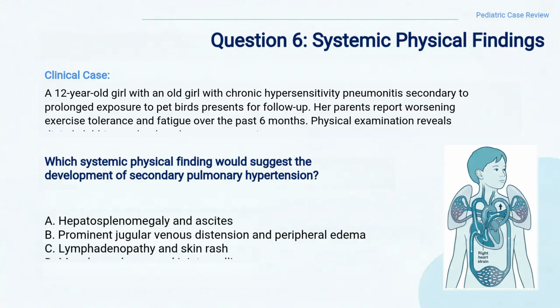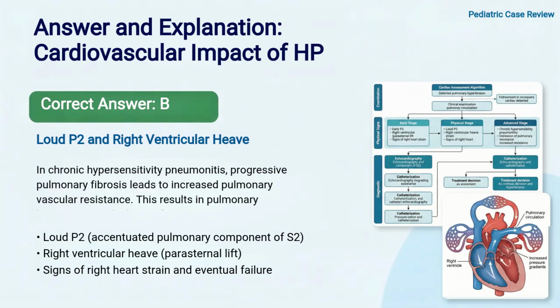Option B, prominent jugular venous distension and peripheral edema. Option C, lymphadenopathy and skin rash. Option D, muscle weakness and joint swelling. The correct answer is option B, prominent jugular venous distension and peripheral edema.